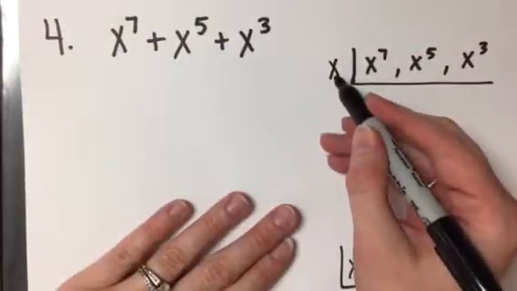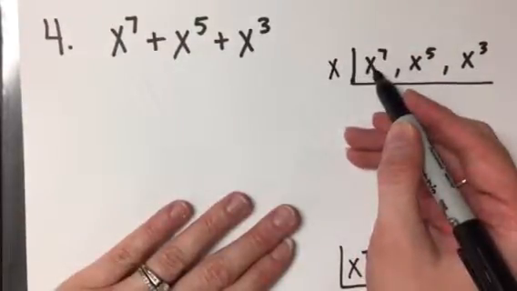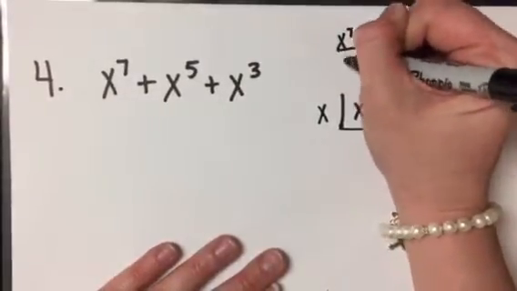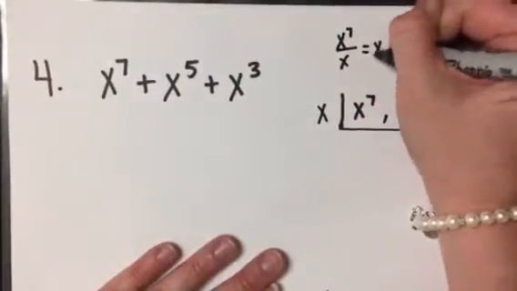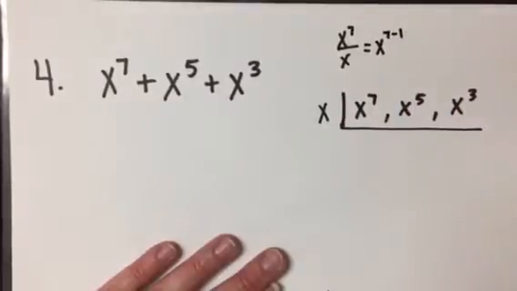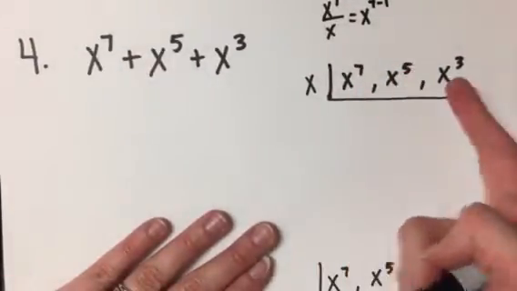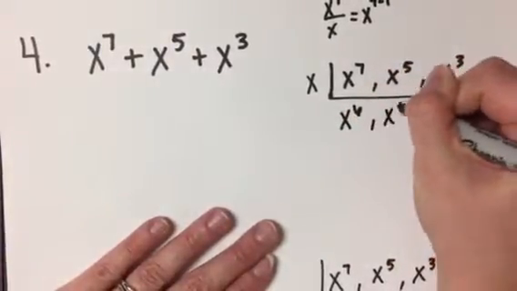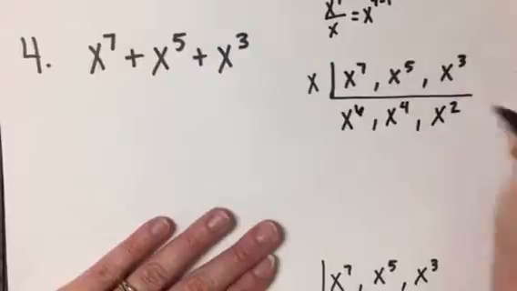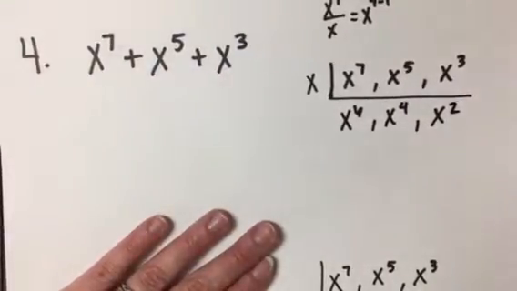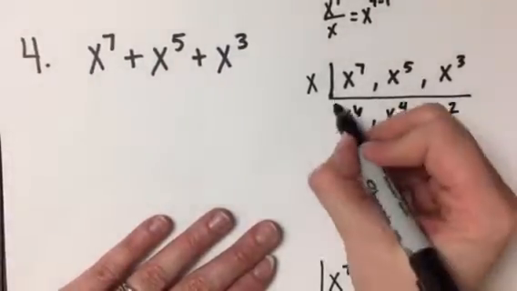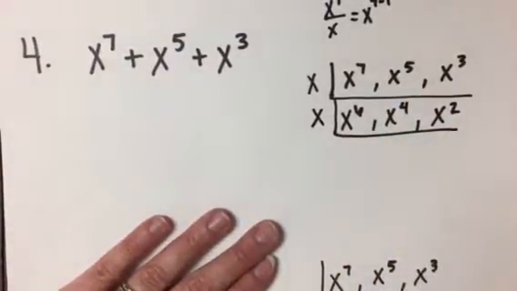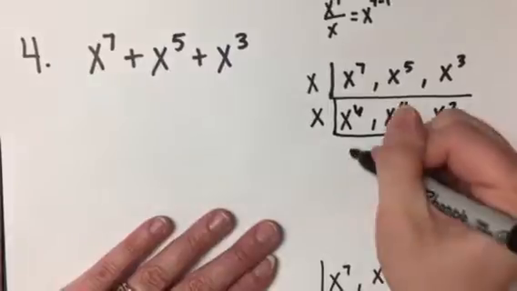So x divided into x to the 7th. Remember your exponent property. X to the 7th divided by x, you'll subtract those exponents. So you'll decrease each exponent by 1. So again, look and see what they all have in common. They have another x. So once again, we'll decrease the exponents by 1.